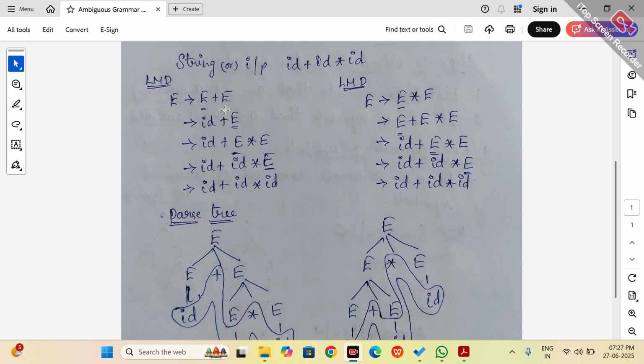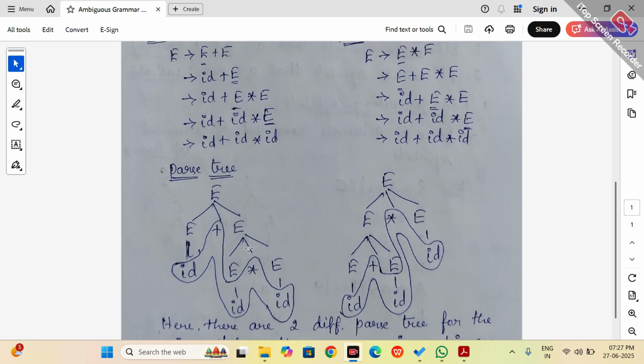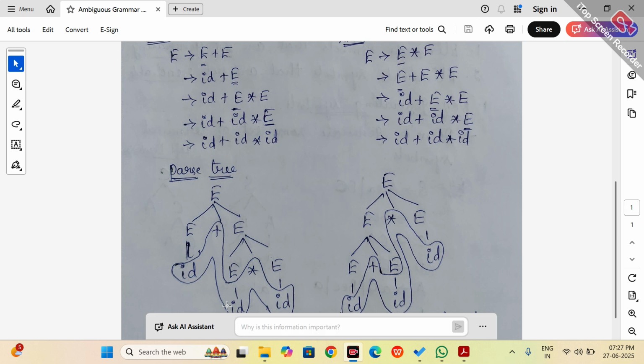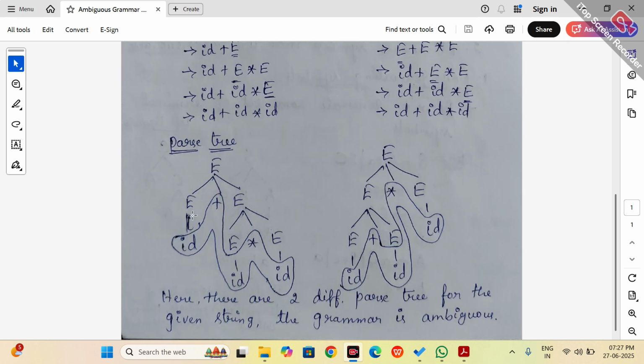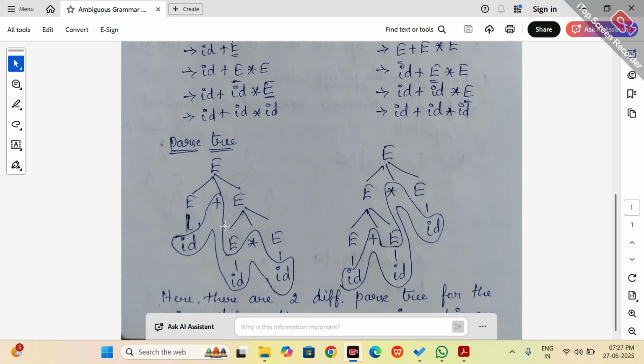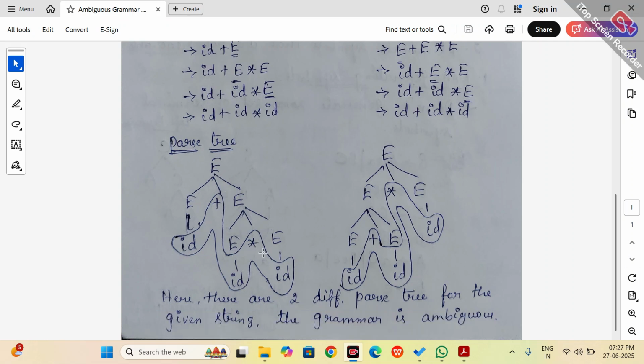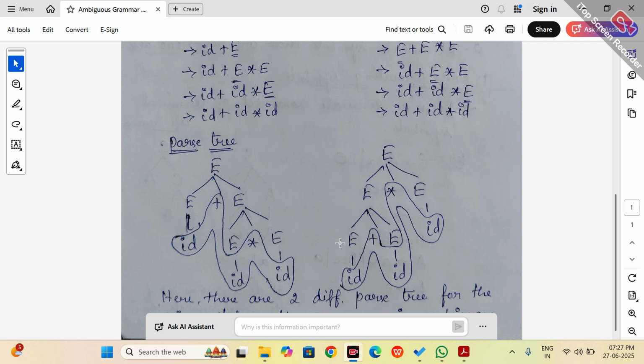For this grammar, suppose we draw the parse tree for the first leftmost derivation. E tends to E plus E, and this E is replaced with ID. Plus is a terminal symbol, so leave it as it is. The next E is replaced with E asterisk E, and again this E is replaced with ID, and the last E is replaced with ID. If we connect all the terminal symbols, we get ID plus ID asterisk ID. So this is the structure.